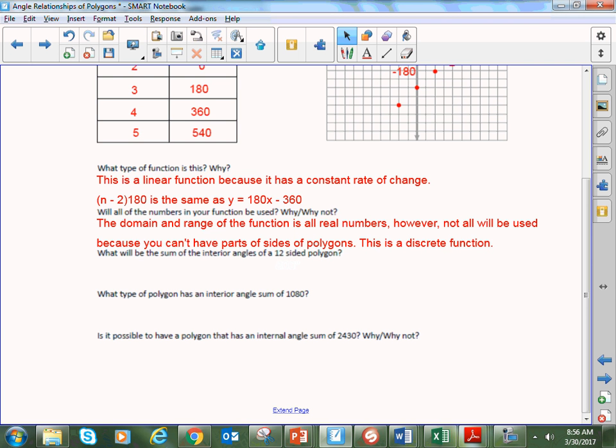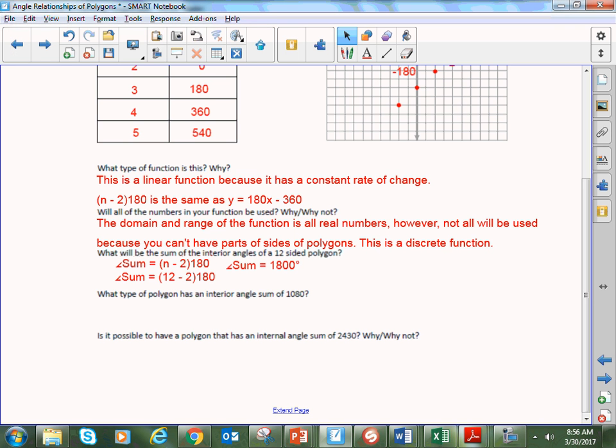That's why I didn't connect the dots in the graph, because this would represent a discrete set of data, or a discrete data set. What would the sum of a 12-sided polygon be? Plug the number 12 into your formula and you get 1800 degrees.